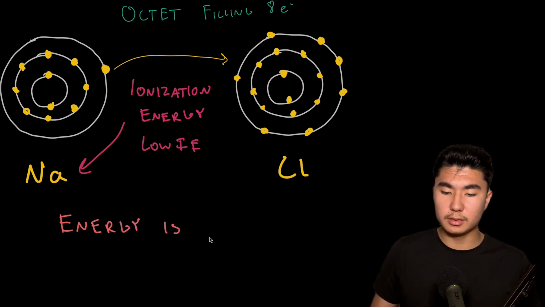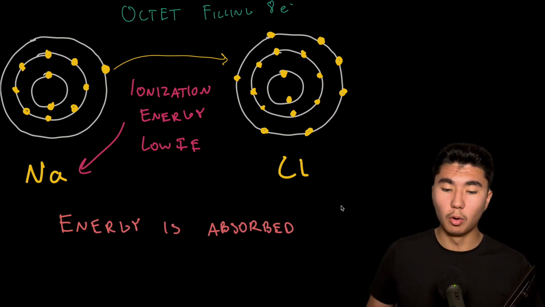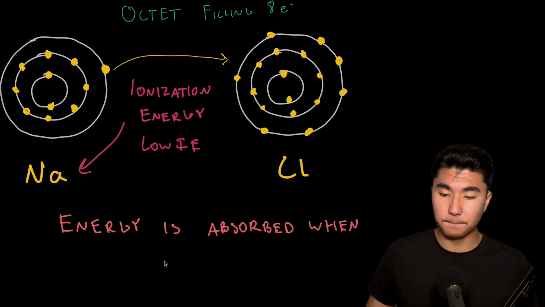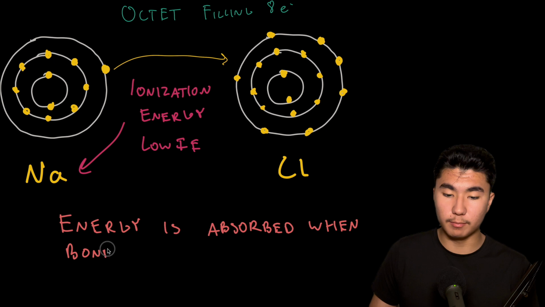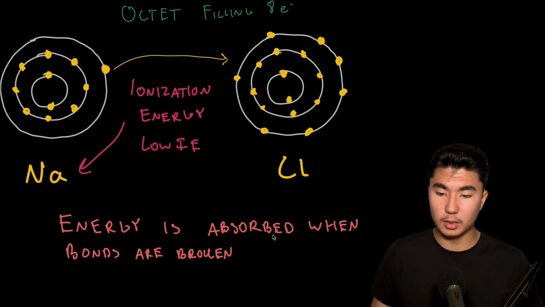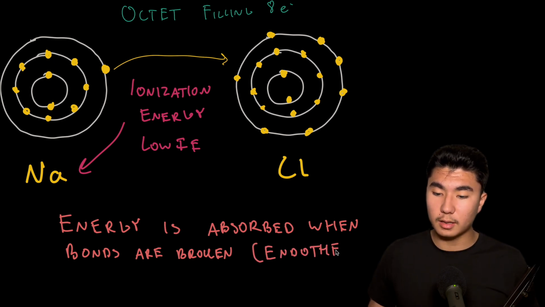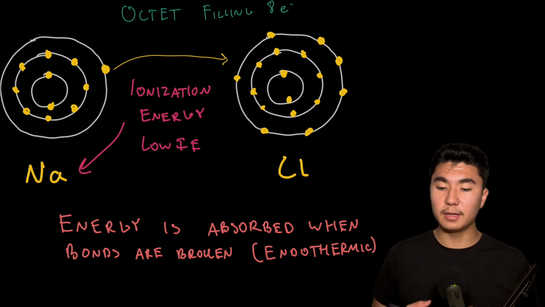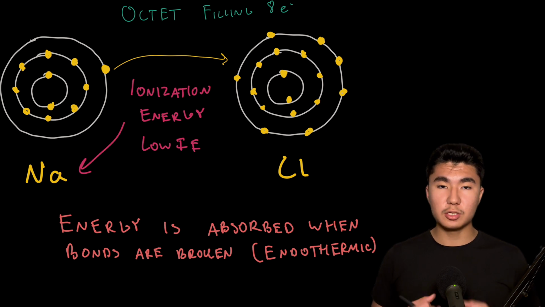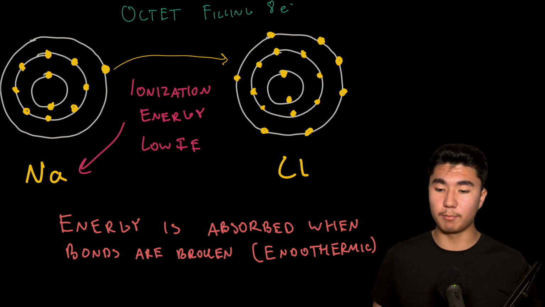Energy is absorbed when bonds are broken. And this is known as an endothermic process. Endothermic just means absorbing energy. So energy is absorbed when bonds are broken.